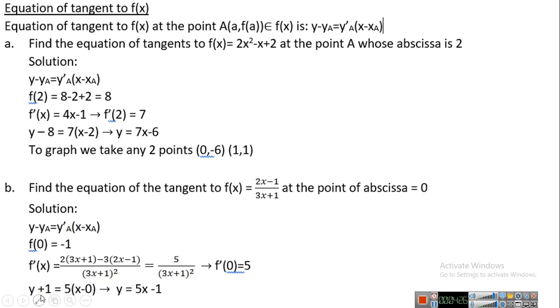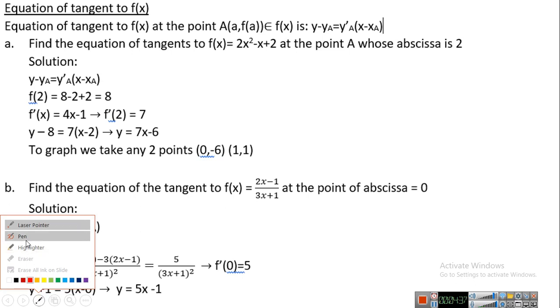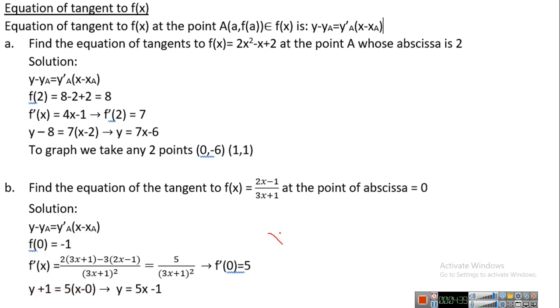So you say y minus y of A, y plus 1, equals the slope 5 into x minus 0, which is y equals 5x minus 1. And if you want to graph, you take two particular points. For example, if x is 0, y is minus 1, if x is 1, it will be 4, and you graph the line. This is a line, nothing else than a line.